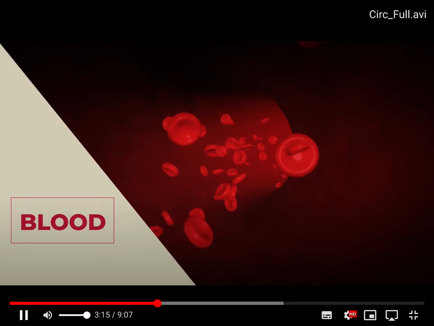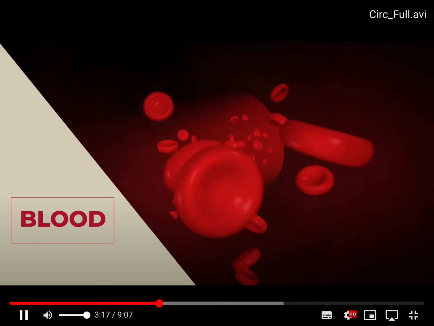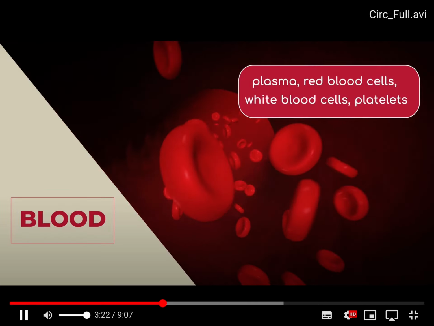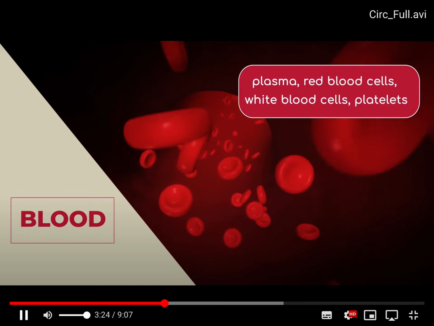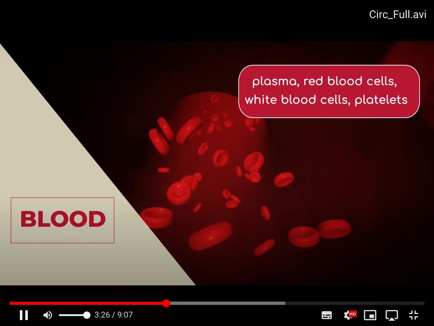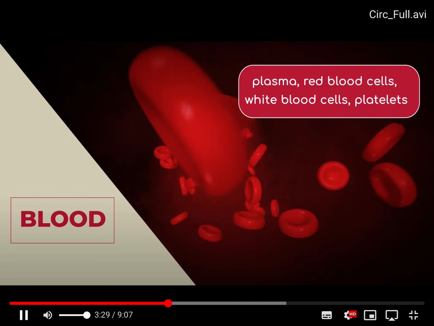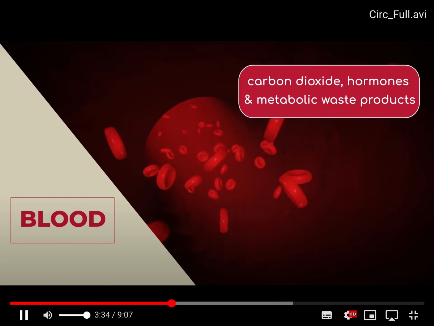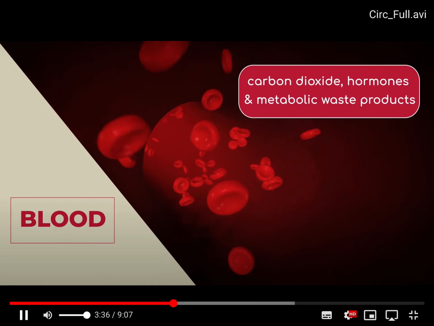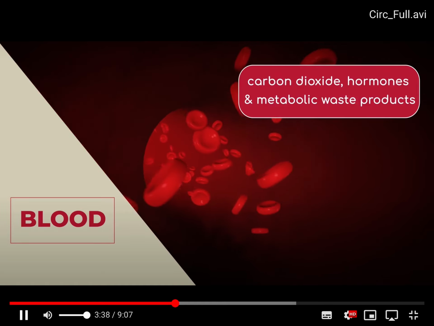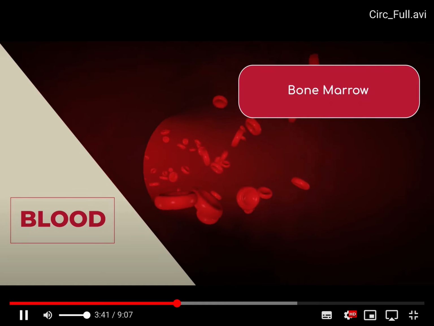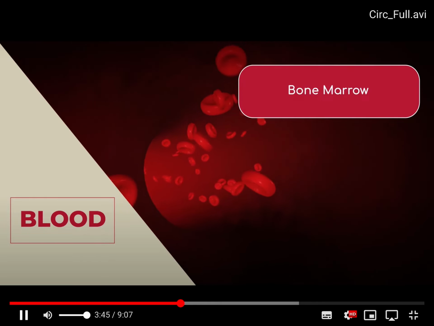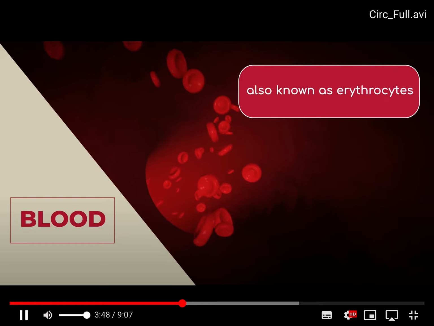Third, we have blood, which is a combination of 4 major parts, namely the plasma, red blood cells, white blood cells and platelets. The plasma is the fluid that surrounds the blood cells and assists in transporting carbon dioxide, hormones, and metabolic waste products. Red blood cells are formed in the bone marrow and are responsible for transporting oxygen. They are also known as erythrocytes.